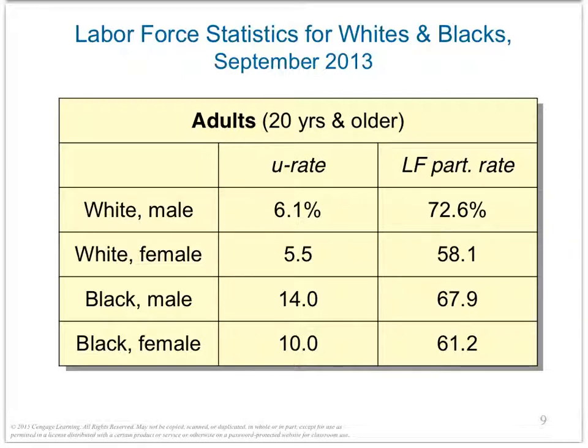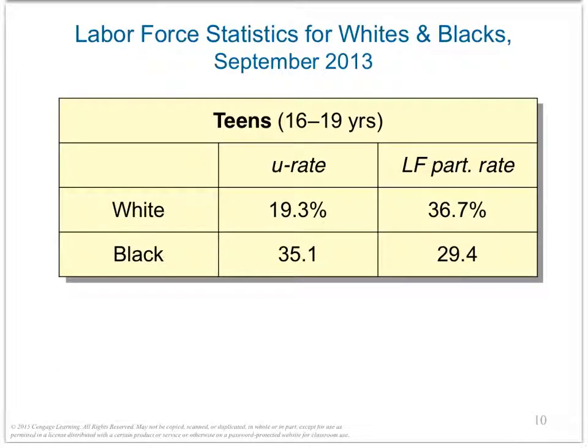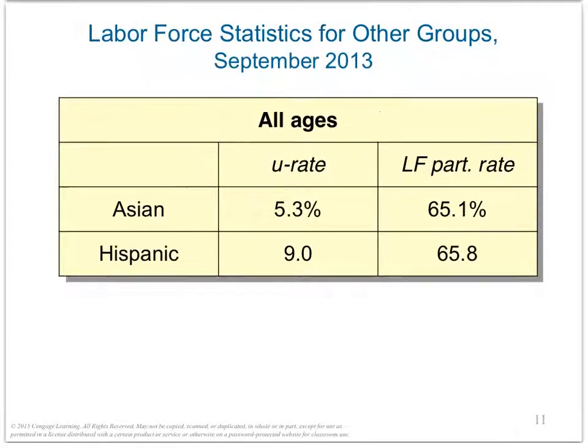Okay. Next, when you look at the teens data, you see that their labor force participation rate is very low, 36.7 to 29.4, but you can still see the differences in unemployment rate for teens too, between different colors, white and black. 19.3% unemployment rate for white, and for black it's 35.1%, almost twice the amount.